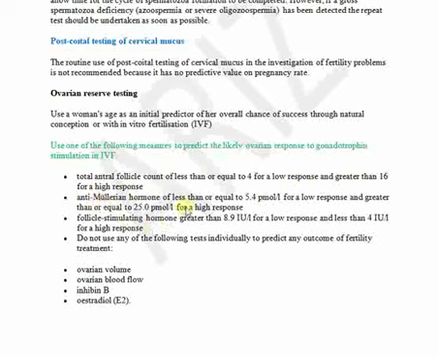Anti-Mullerian hormone of less than or equal to 5.4 pmol per liter for a low response and greater than or equal to 25 pmol per liter for a high response.